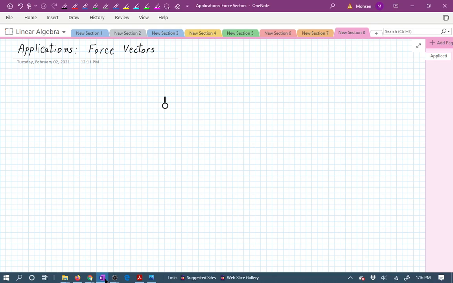So you remember that we said there are many things in nature that can be considered similar to vectors in linear algebra. We had, for example, displacements, velocity, acceleration, and force is one such thing.